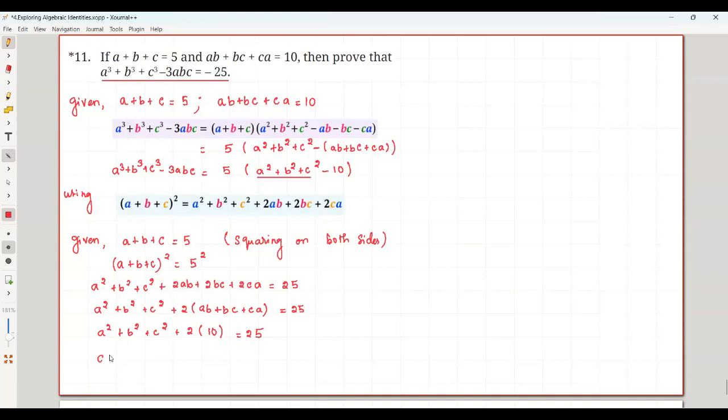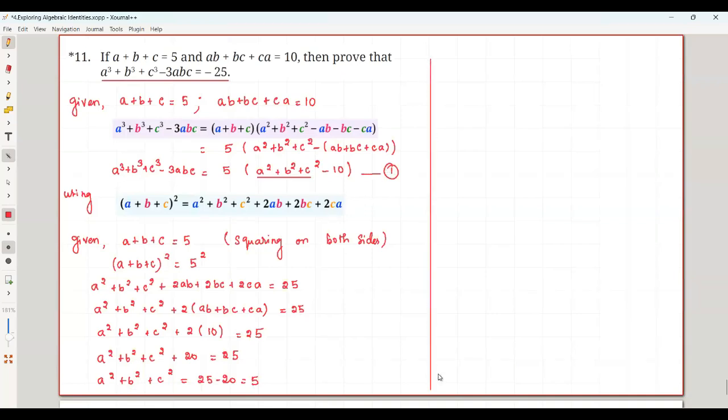So next, a square plus b square plus c square plus, 2 tens are 20, is equal to 25. Now take this 20 to this side, you will be getting a square plus b square plus c square is equal to 25 minus 20. 25 minus 20 is 5. So in the place of a square plus b square plus c square, we got the answer as 5. We can take this as equation number 1. Now we can just substitute here.